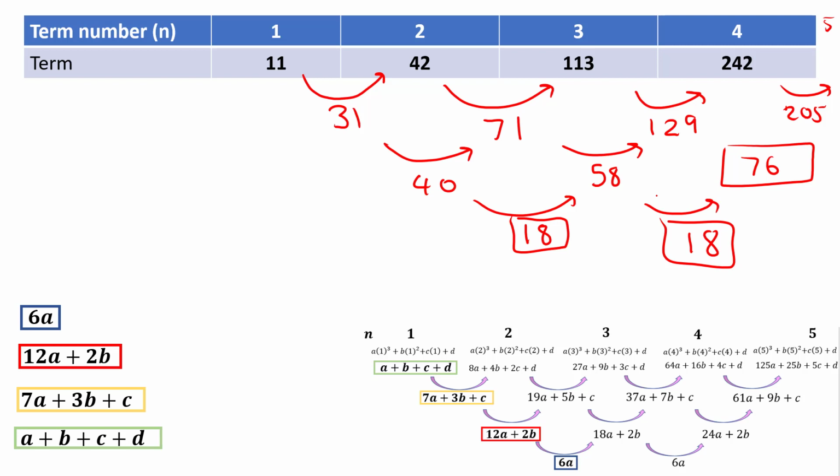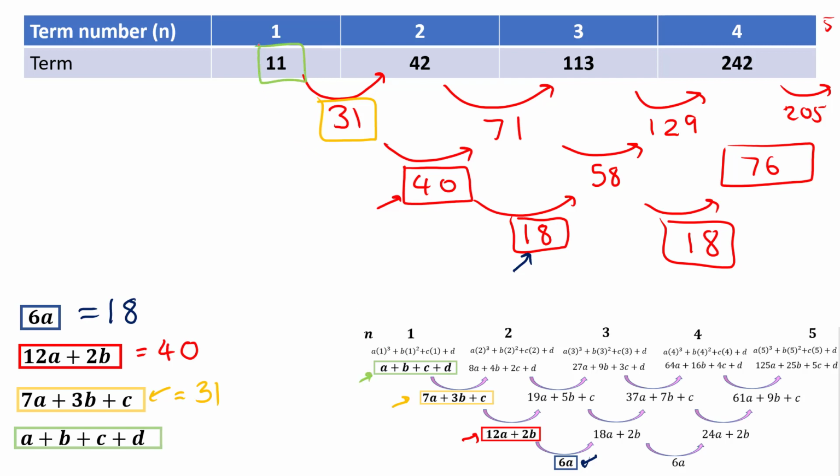And now we just match them up with our general sequence. So we have that 6a down here is exactly the same as this. So 6a has to equal 18. 12a plus 2b has to equal 40. How about 7a plus 3b plus c? Well, this guy has to be the same as 31. And finally, a plus b plus c plus d, this guy here, has to equal just my first term, which is 11.